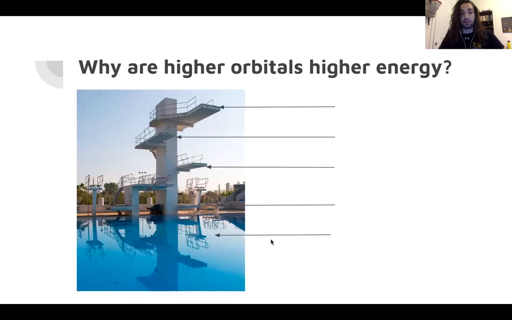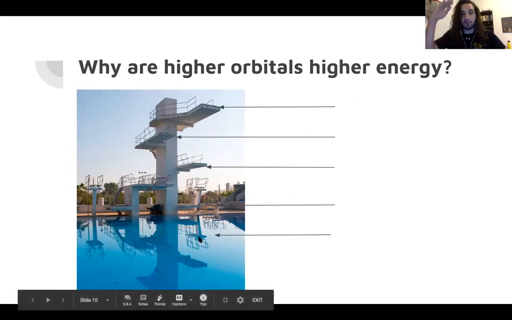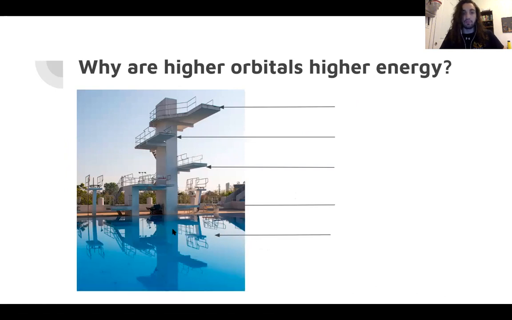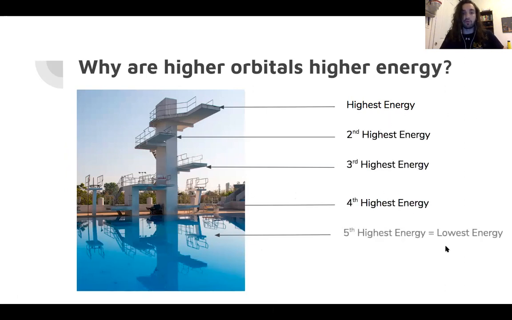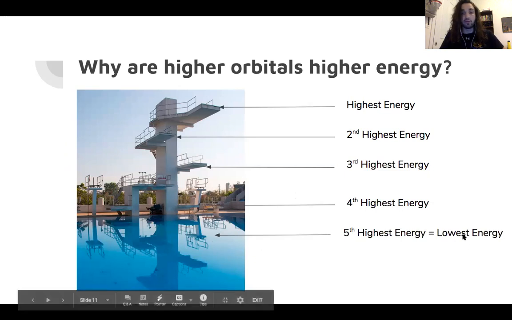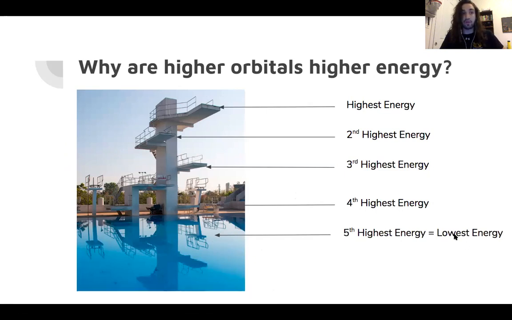So here's my explanation. If you're on a diving board, you can jump off the diving boards into the water, right? But the water's at the lowest possible energy. I can't jump off of anything. Just like if all of these were orbitals, I could jump down. The one that's at the highest is going to have the most force, the most impact when I hit the water. It's the highest energy. And then it goes second, third, fourth, and fifth. At the water is the lowest energy level. You can't go any lower than that. It is ground state. This might be like water, but we're going to think of it as the ground.